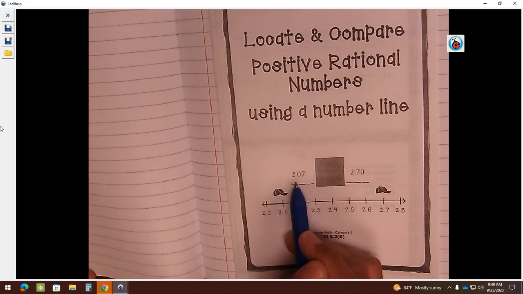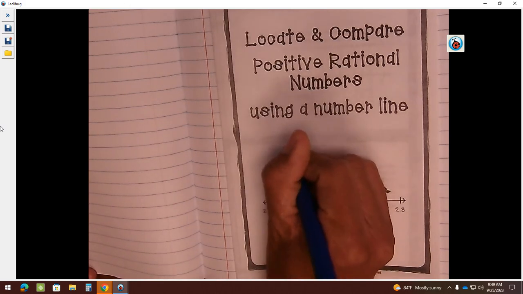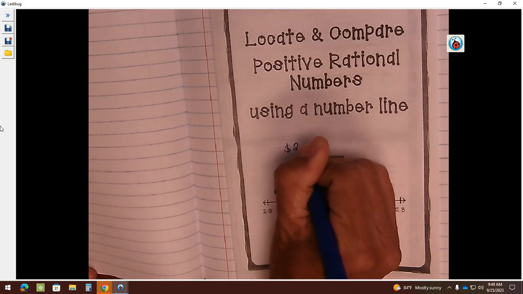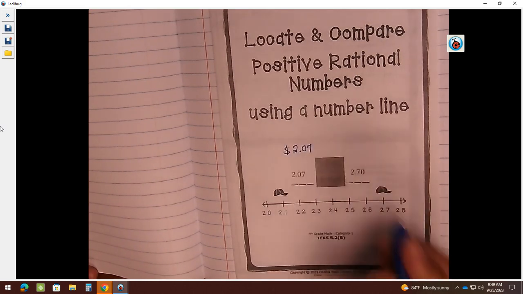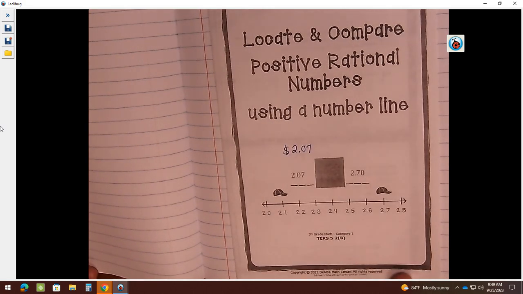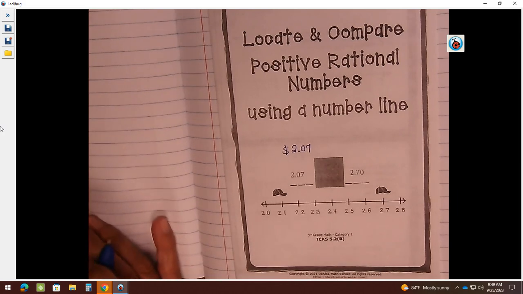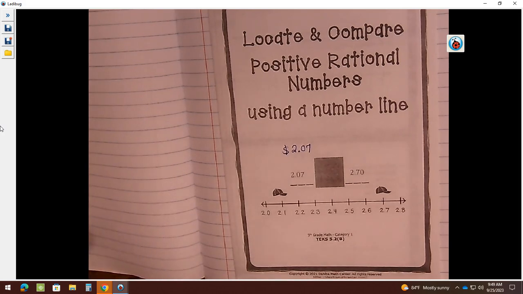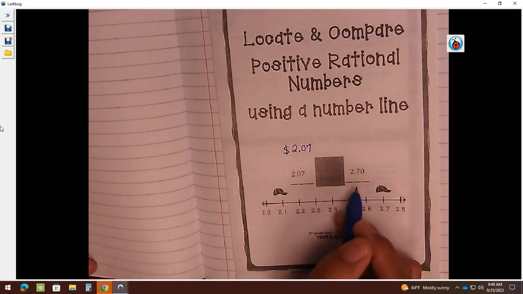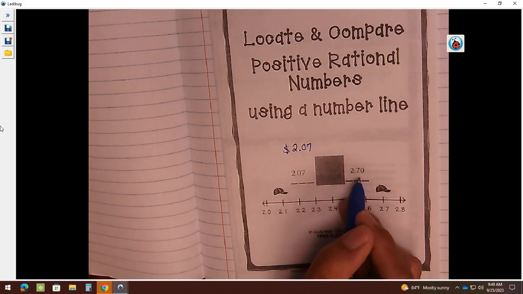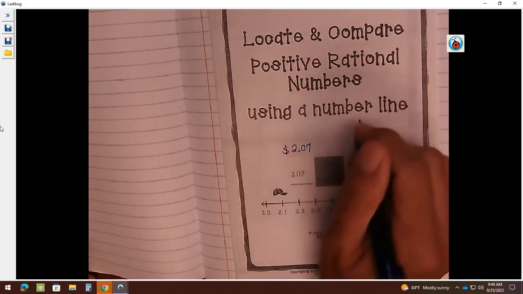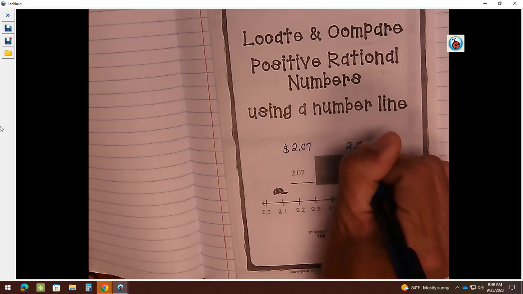Is this already a decimal? Yes. Does it look like money? Yes. How much money is this? $2.07. I'm gonna write here $2.07 like money. Is this one decimals? Yes. Is it money also? Yes. $2.70.